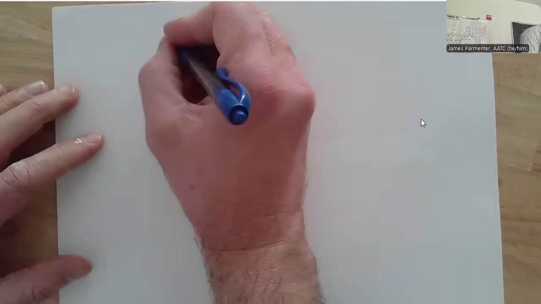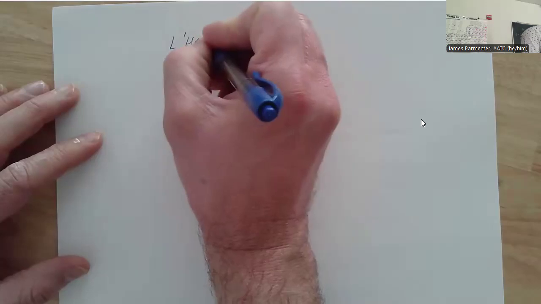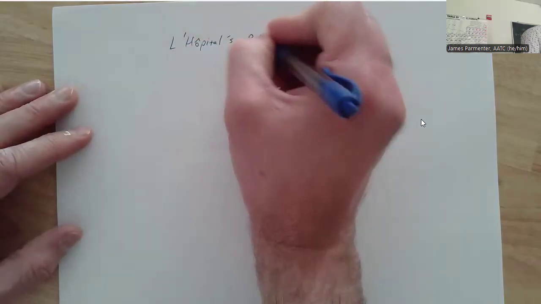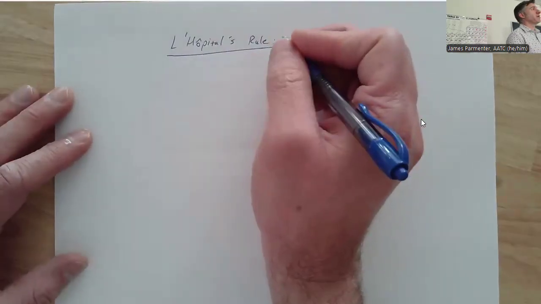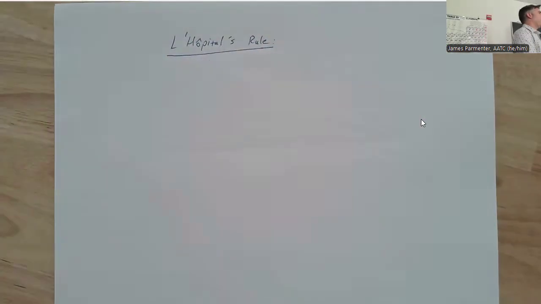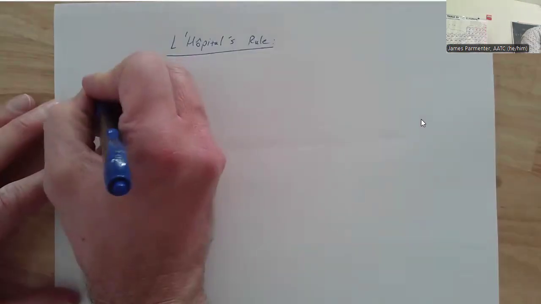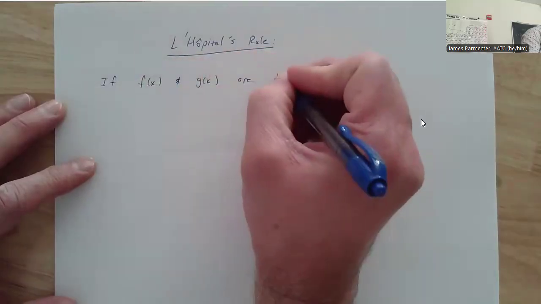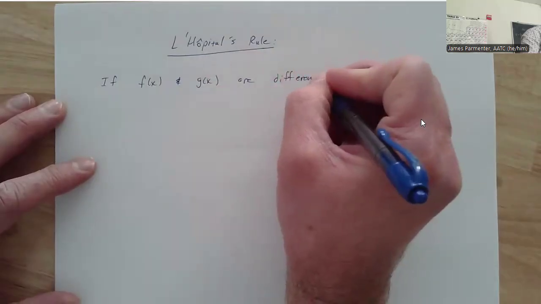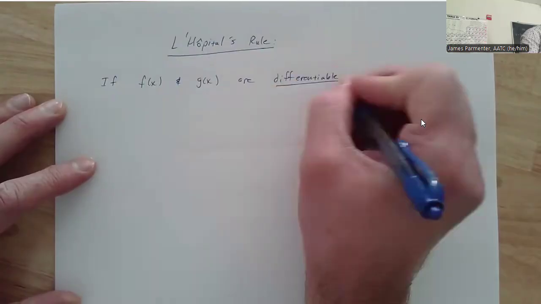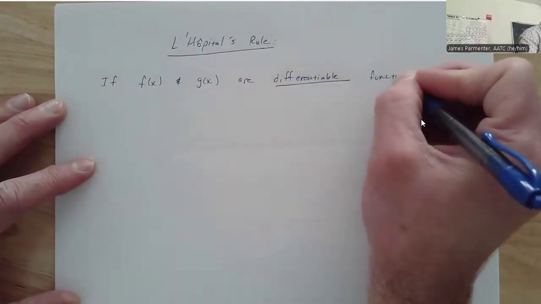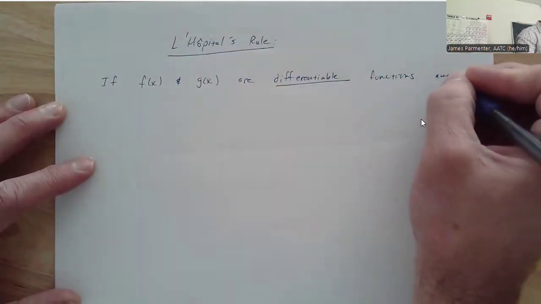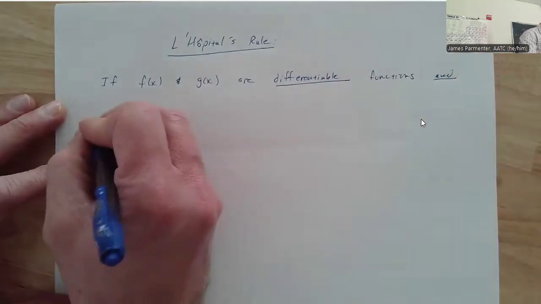So let's talk about L'Hopital's rule. It doesn't really matter, but it's not pronounced La Hospital. It's L'Hopital. I would encourage you to say it correctly just because it sounds terrible if you say it wrong. So here's the general idea. If both f of x and g of x are differentiable functions, and here's what actually matters.